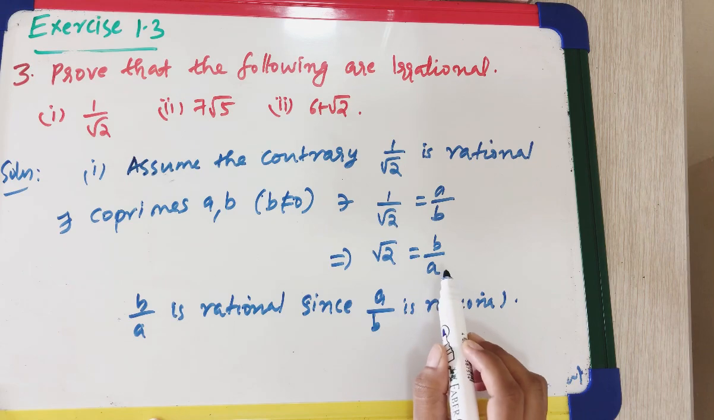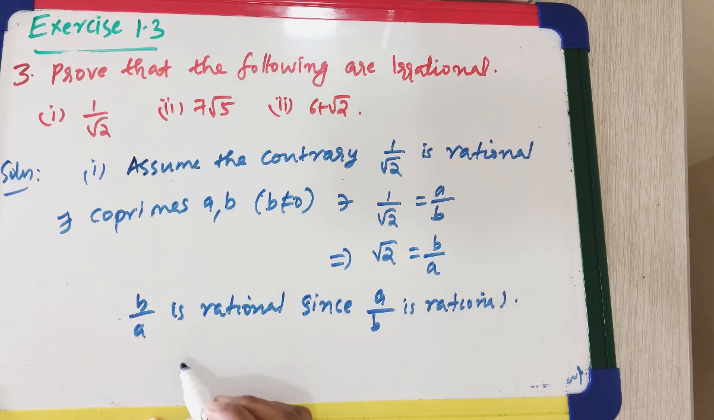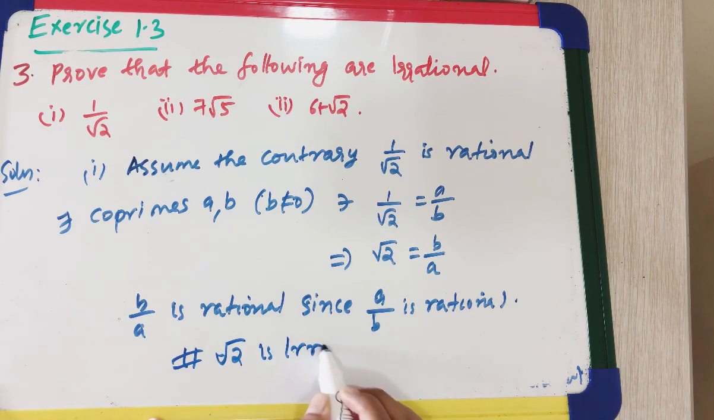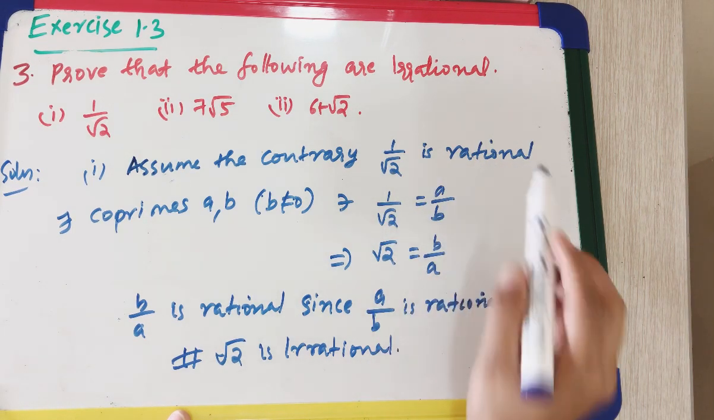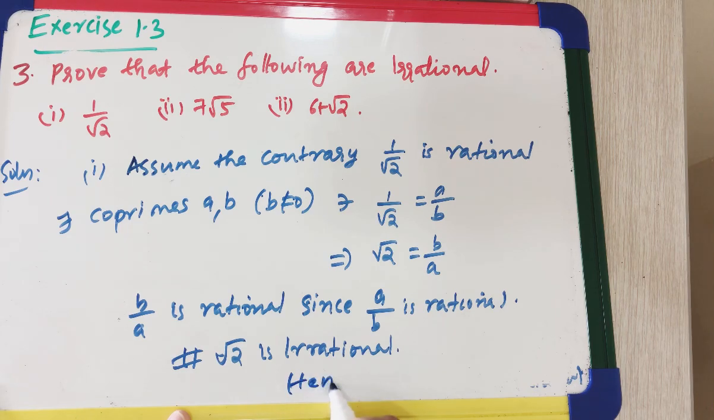This is a contradiction to the fact that root 2 is irrational. This contradiction is due to our false assumption that 1 by root 2 is rational. Hence, we get 1 by root 2 is irrational.